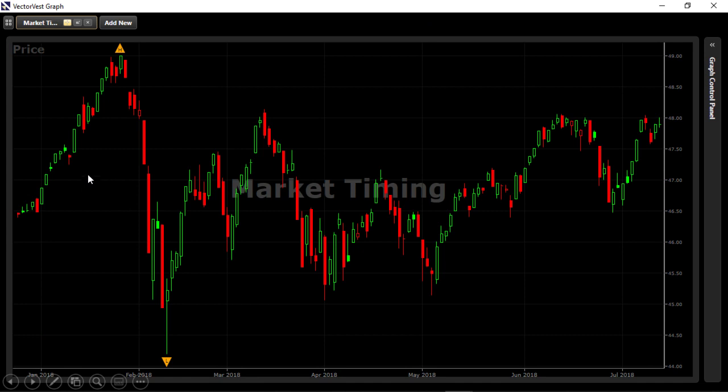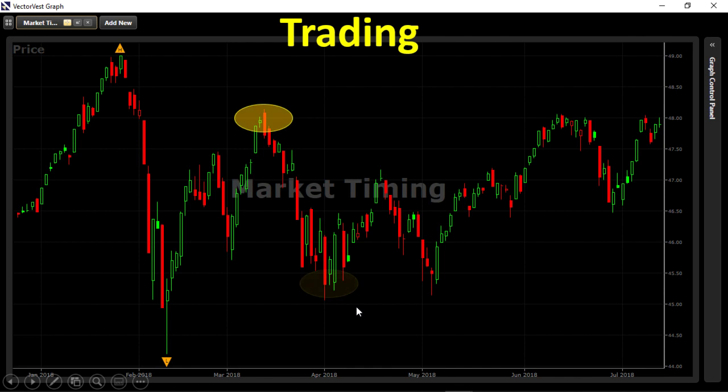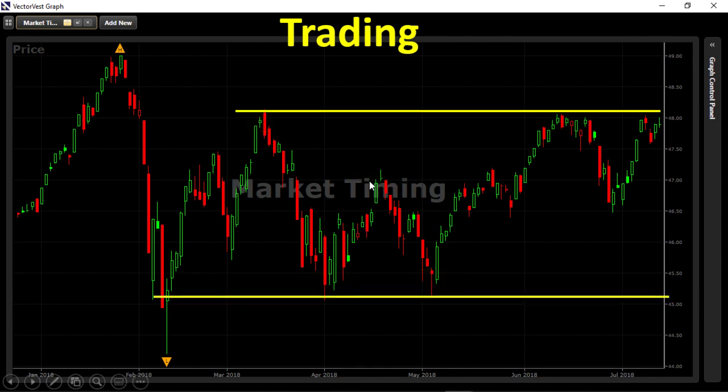Now here is end of January of 2018, all the way to about July, August of 2018. So we can clearly see that the market no longer hit higher highs, nor did it hit lower lows. It's known as a trading market or a trader's market. Market's moving sideways, trading in a channel. Essentially, it's bouncing back and forth between a support level and a resistance level.